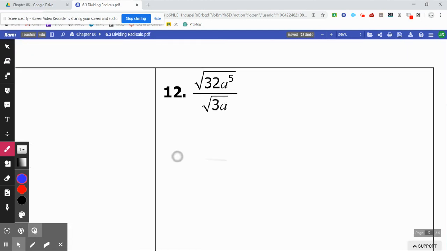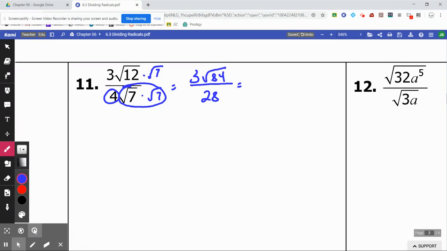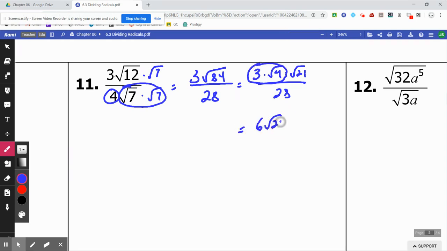Okay, number 11. Your radical on bottom is root 7, so let's multiply top and bottom by root 7. So on bottom now you have 4 times root 7 is 7. 4 times 7 is 28. On top you have 3, and root 12 and root 7 is root 84. So now let's try to simplify the root 84. And we're going to do so by splitting it into the square root of 4 times the square root of 21. And I know that 3 times the square root of 4, that'd be 3 times 2. That is now 6 root 21 over 28.